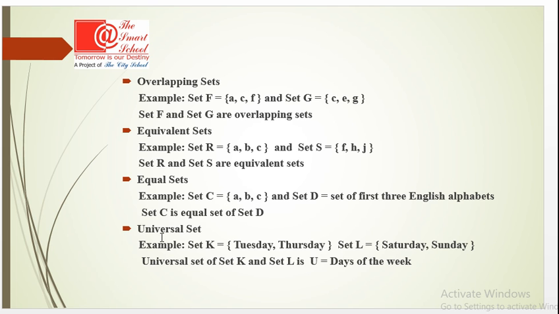Now universal set. Universal set contains elements of all the sets under consideration. For example, set K has elements Tuesday and Thursday, and set L has elements Saturday and Sunday. The universal set of set K and set L is days of the week. So the universal set of these two sets is set U, which has elements days of the week, which is related, and it is called its universal set.